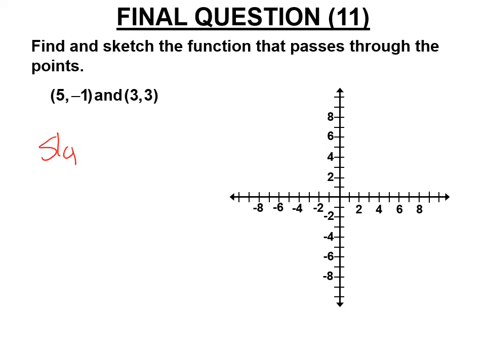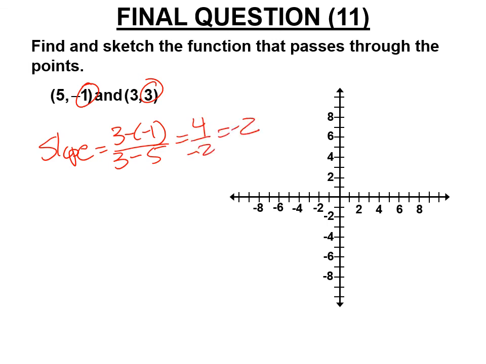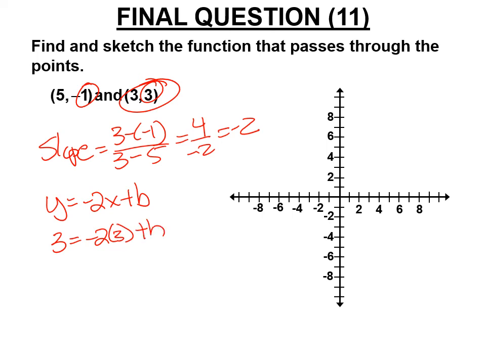So the slope is 3 minus negative 1. Those are y coordinates. Then we're going to do 3 minus 5. 3 minus negative 1 is 4. 3 minus 5 is negative 2. The slope here is negative 2. And then the y-intercept, y equals negative 2x plus b. Let's pick 3, 3. All right, just so that we avoid the negative. 3 equals negative 6 plus b. Add 6 to both sides. 9 equals b. Y-intercept is 0, 9.